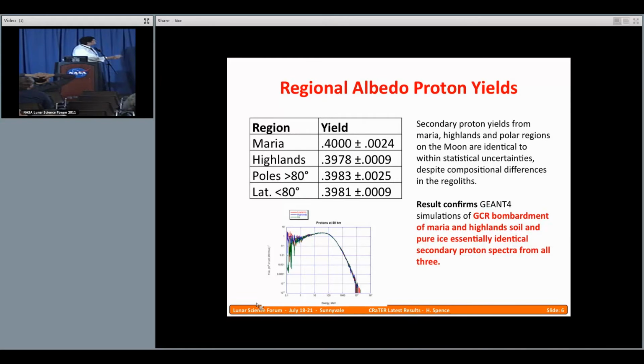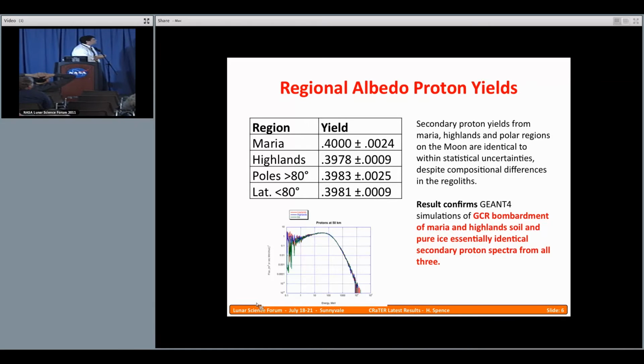So again, this just makes the same point. If you look at, in this case, the yield, the lunar albedo protons divided by the incident GCR protons, you can see that this ratio is not significantly different depending on different regions on the moon, which is consistent, it turns out, with the modeling from GEON, in which you see that different regions, the Maria, the Highlands, pure ice, each have essentially identical secondary proton yields. That's fundamentally what you're seeing with the albedo, those secondary protons.